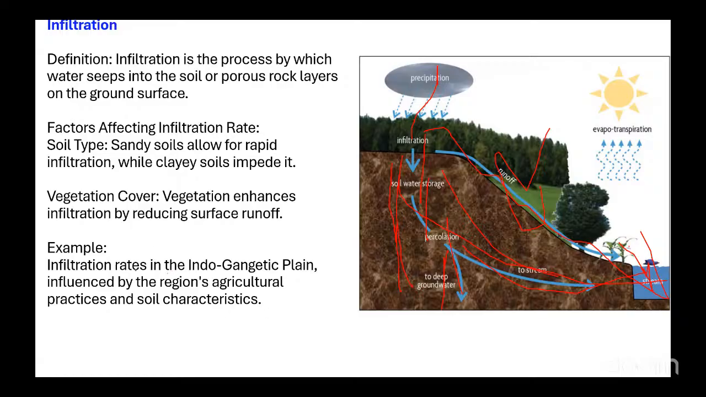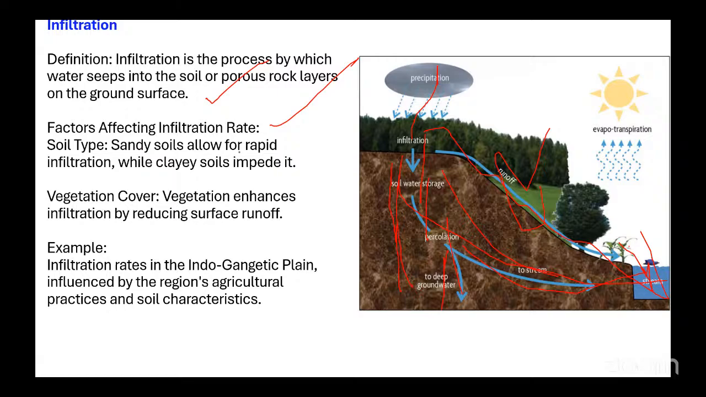So this is the infiltration and runoff process, which is included in the hydrological cycle. Infiltration is the process by which water seeps into the soil or porous rock layers on the ground surface. Factors affecting infiltration rates are, okay, soil type.